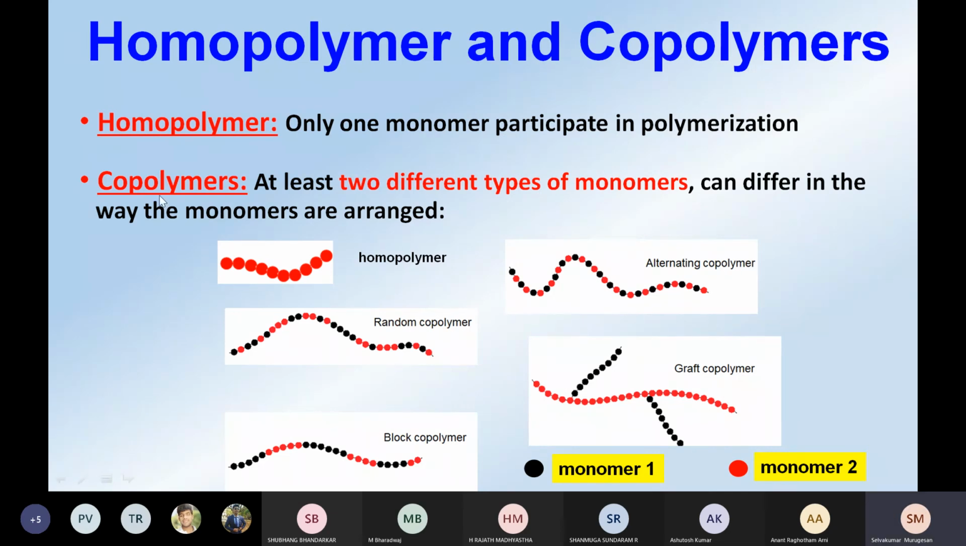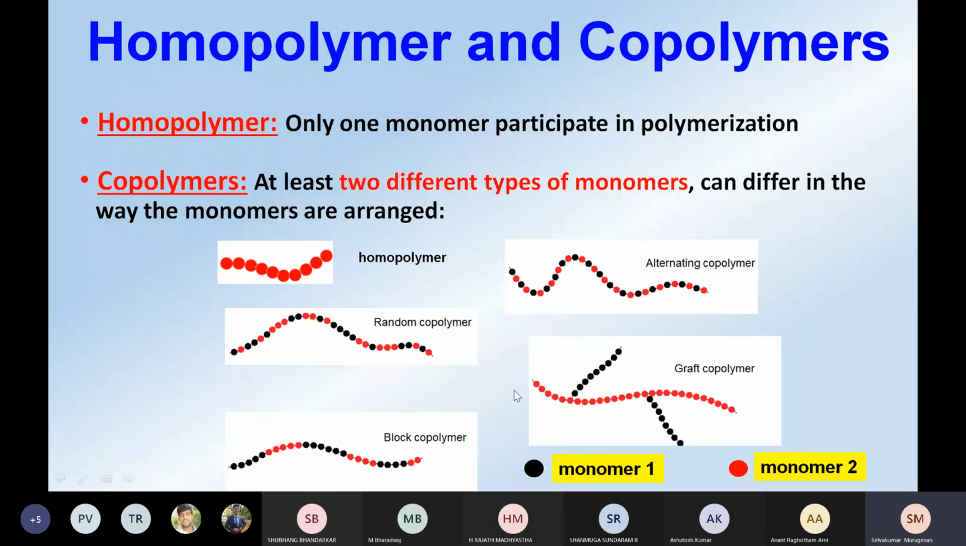And if we mix two different monomers, there is a high chance they mix in different manners. For example, an alternating manner, one next to another: monomer 1, monomer 2, monomer 1, monomer 2. Sometimes there is a random arrangement, like monomer 1, 2, and then two repeating units of monomer 1, and then again one repeating unit made up of monomer 2. Then there is the block type, where one monomer occupies 4 to 5 repeating units, and the next 4 to 5 repeating units are occupied by the other monomer.